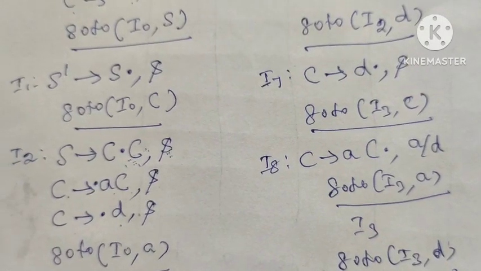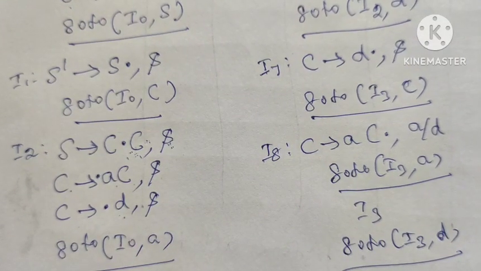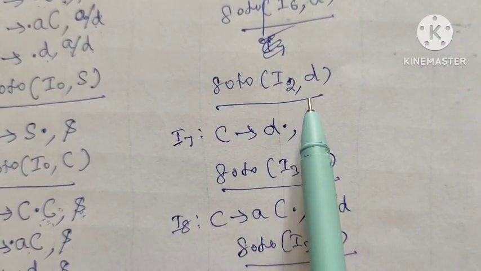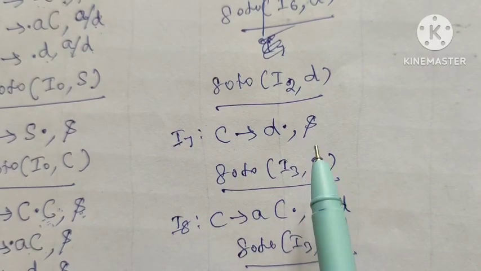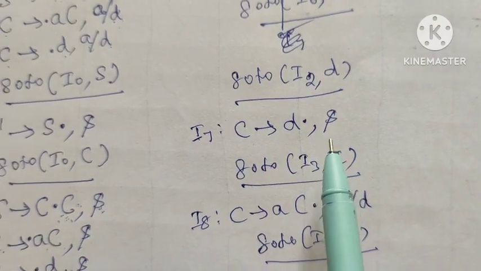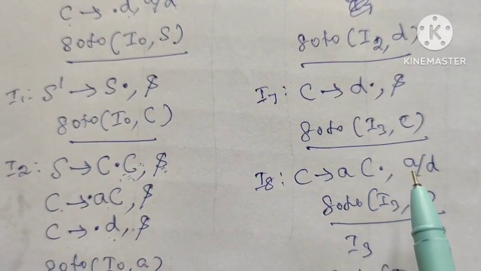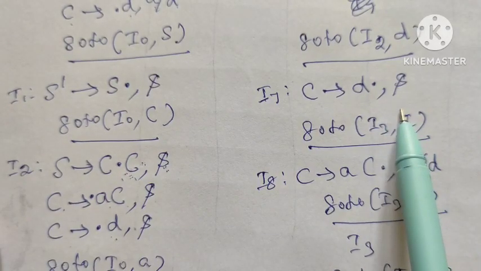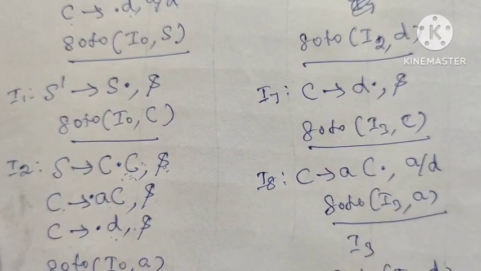Now come to I2 D. Okay, go to of I2 comma D produces C tends to D dot, dollar. Okay, so we have to see the lookahead symbol also. So the lookahead symbol is not synonymous or similar to the existing ones, then that item set we have to name a new item set. Okay. Now I name this item set as item set 7.